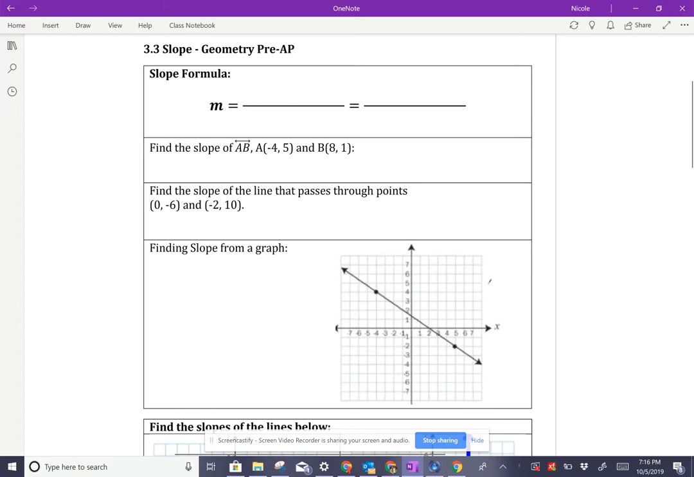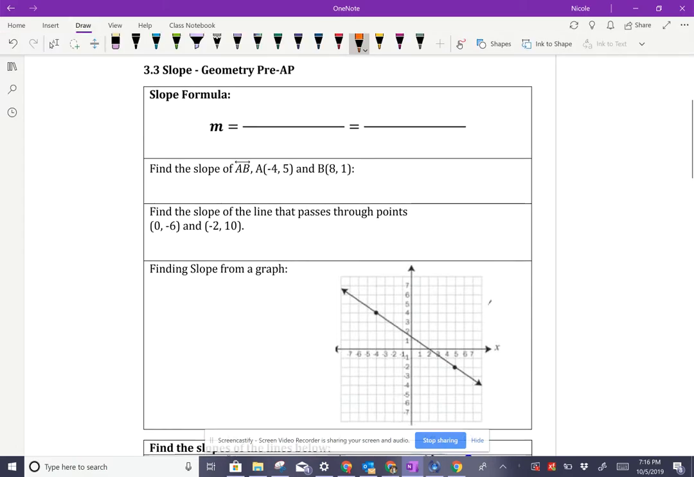So slope we commonly see referred to as m. We'll see that again when we're talking about equations and slope. And slope we can say is rise or fall over run. So rise over run, you've probably heard that as well.